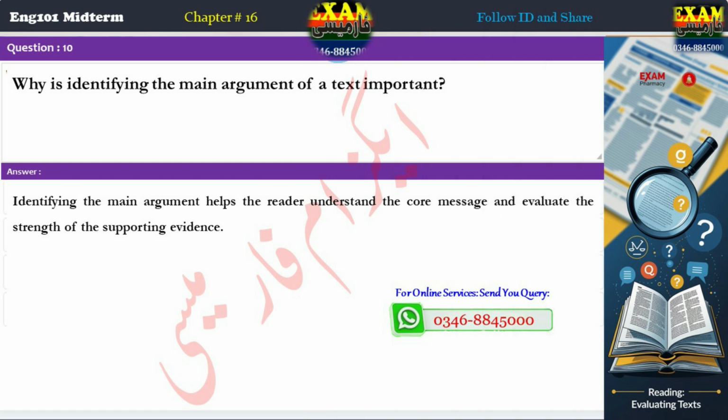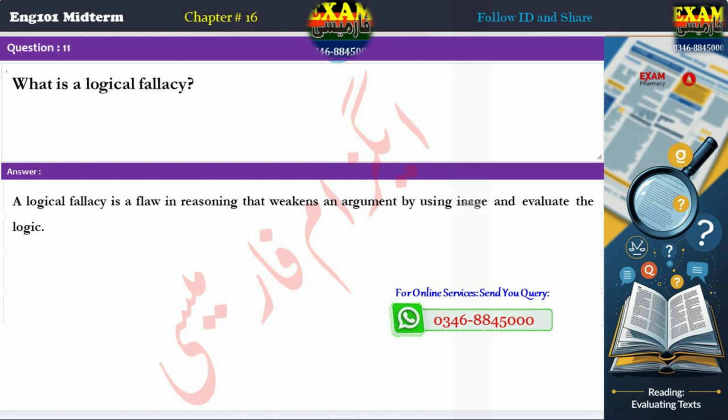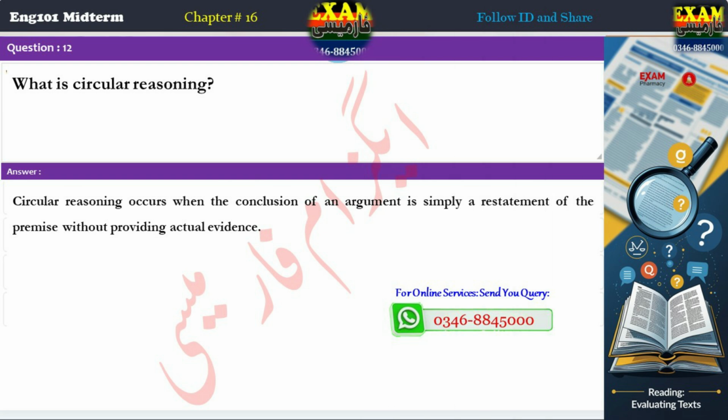10. Why is identifying the main argument of a text important? Answer: identifying the main argument helps the reader understand the core message and evaluate the strength of the supporting evidence. 11. What is a logical fallacy? Answer: a logical fallacy is a flaw in reasoning that weakens an argument by using incorrect or misleading logic. 12. What is circular reasoning? Answer: circular reasoning occurs when the conclusion of an argument is simply a restatement of the premise without providing actual evidence.